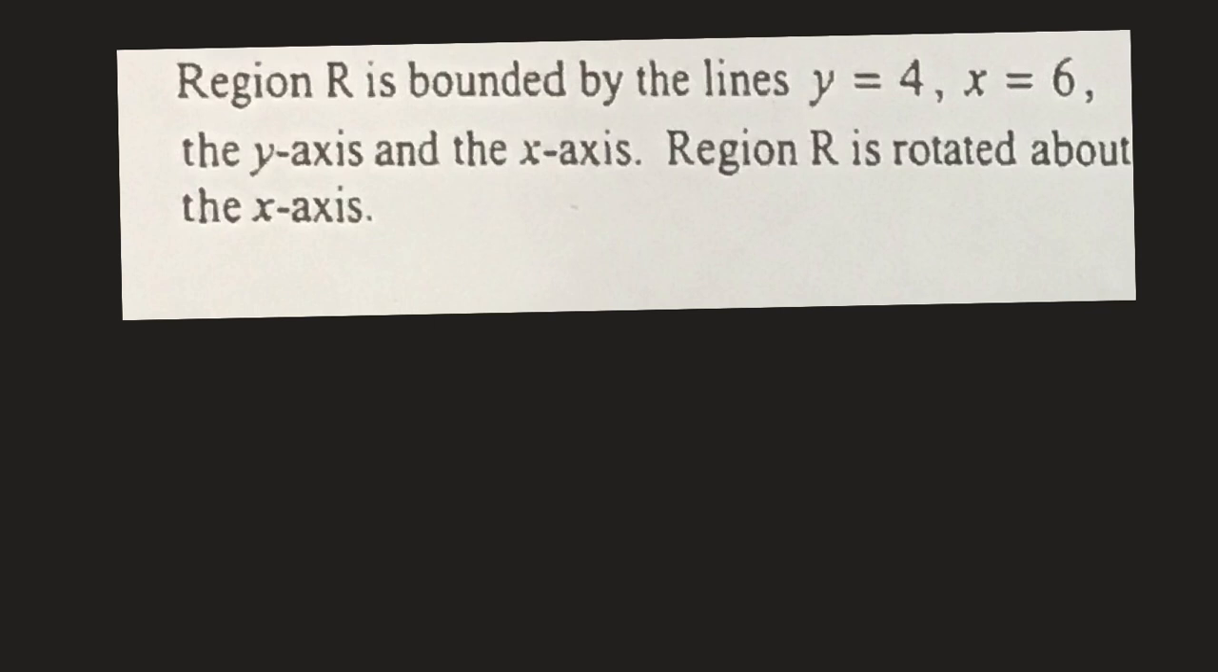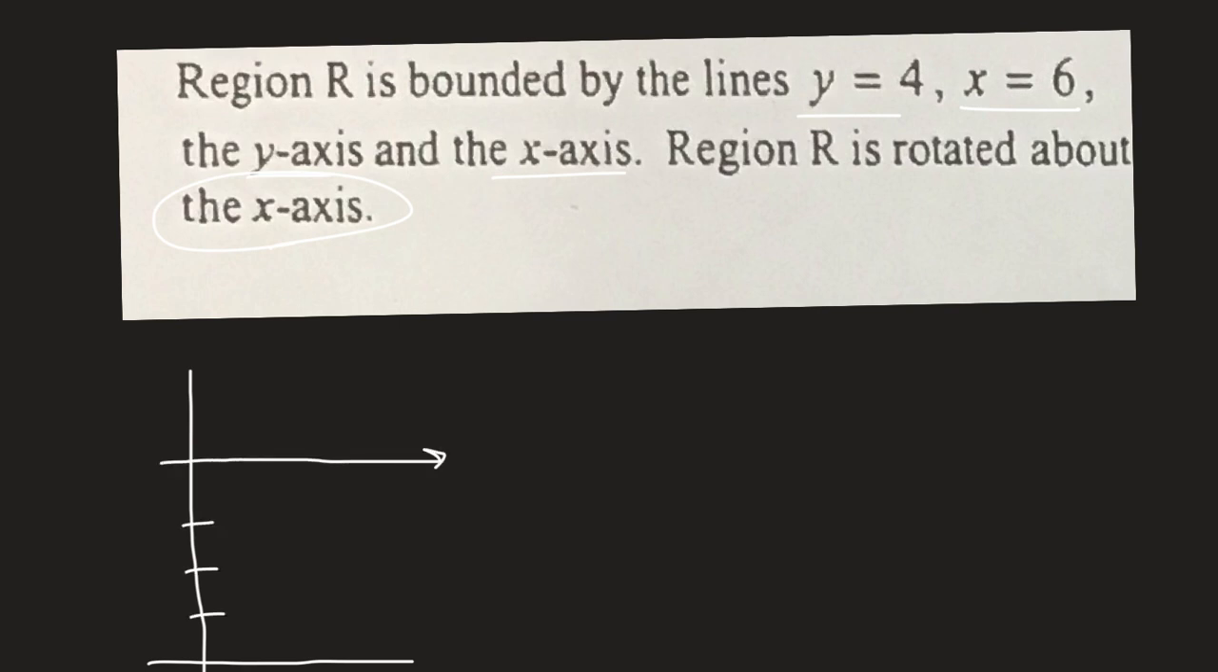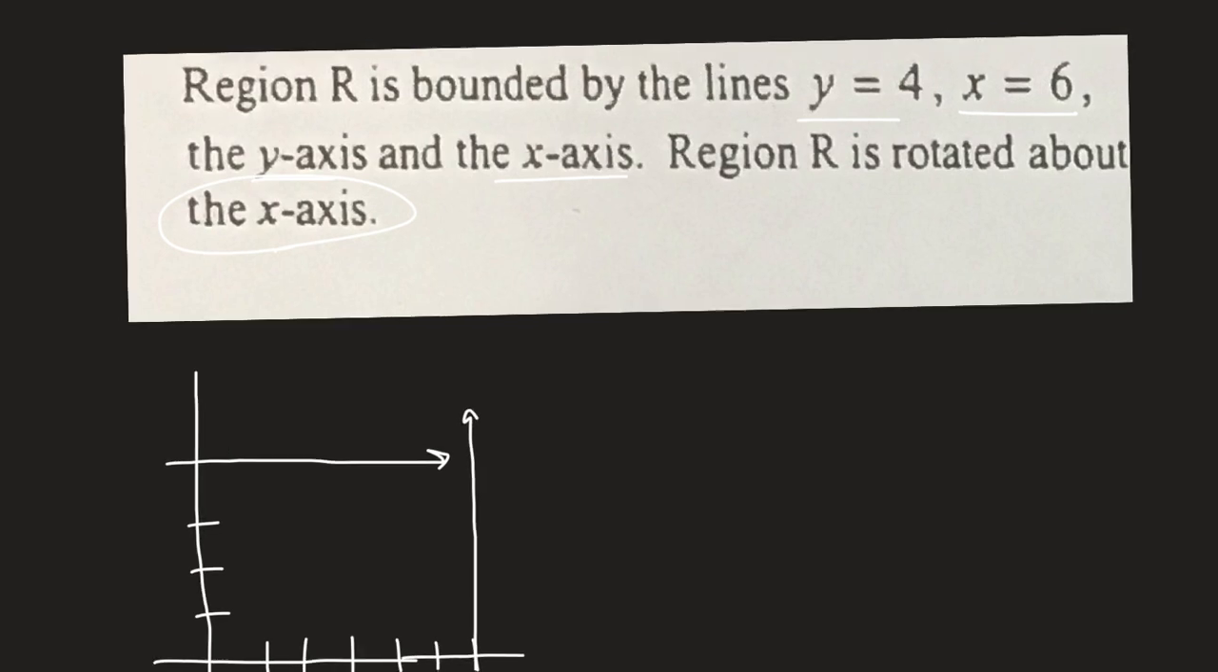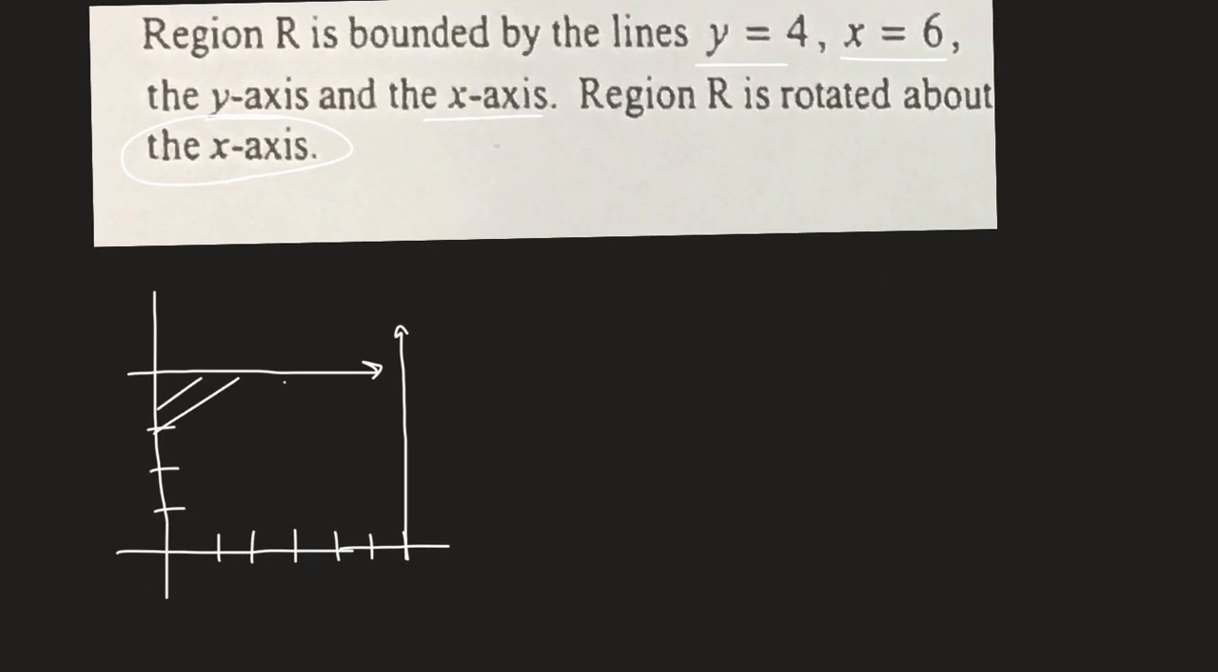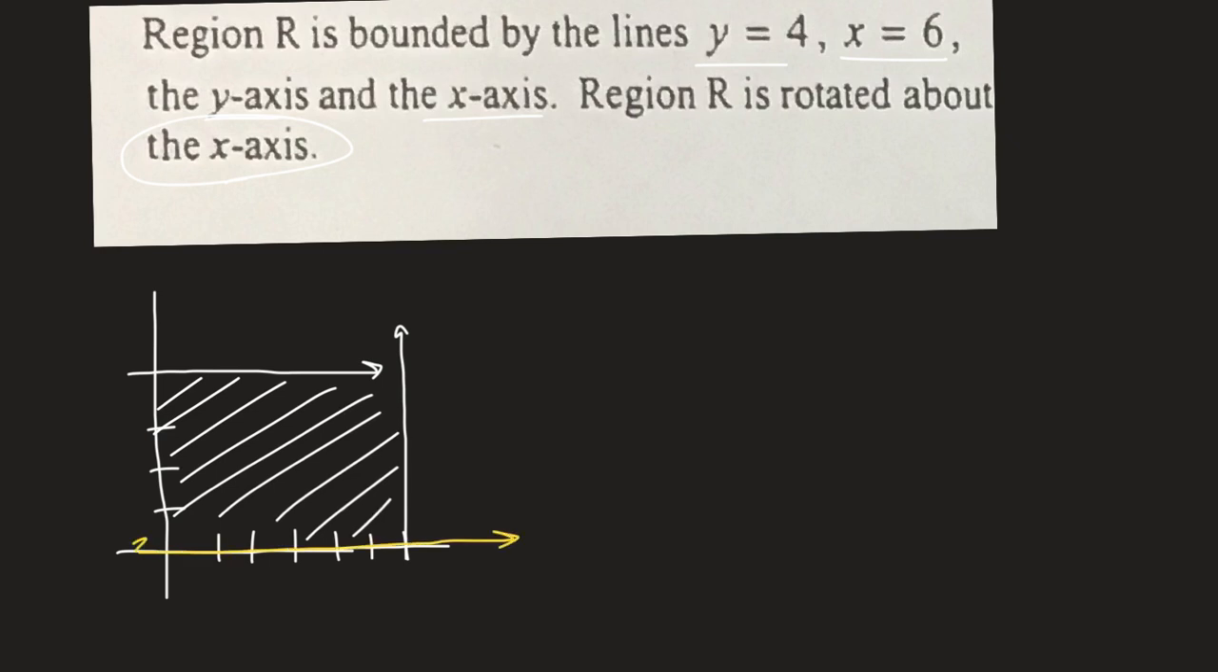We have the lines y equals 4, x equals 6, the y-axis and the x-axis, and we're rotating it around the x-axis. Here we have the line y equals 4, a horizontal line 4 units up. And we have the line x equals 6, which is over here. So we have this nice area that is a rectangle. We're rotating it around the x-axis, which is this axis right here. So here is your axis of rotation. The line y equals 0 is the equation for your axis of rotation.